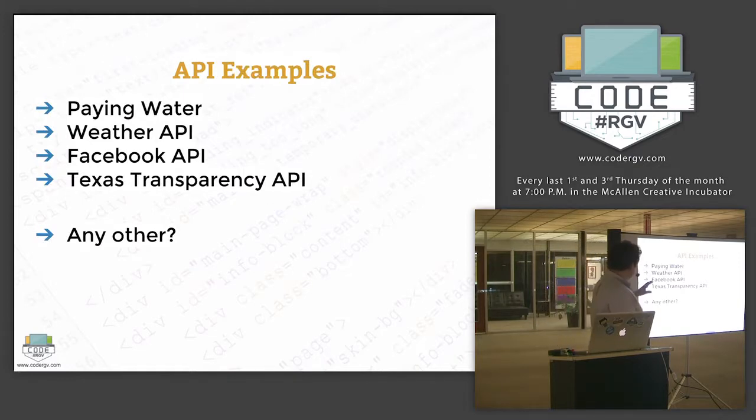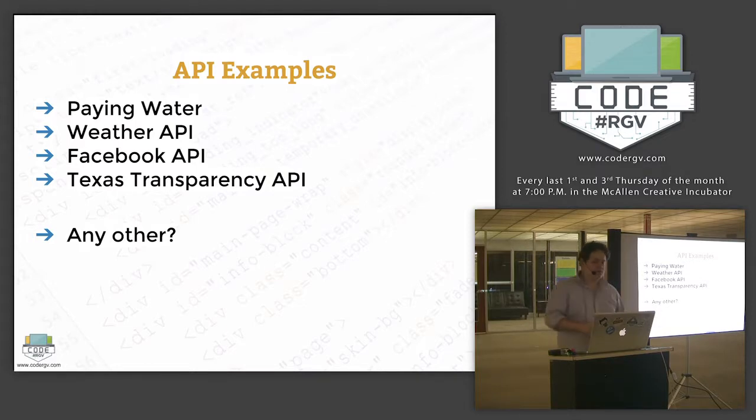Here are some examples of APIs. Paying the water bill is actually one of them. A physical bill is actually an API. They tell you, send a check here, enter this information. That's a physical representation of an API. The weather API is an actual electronic one. You get to query it and see how's the weather today. The Facebook API, as we'll see today, is an API because you get to find out about things and properties that are on Facebook.